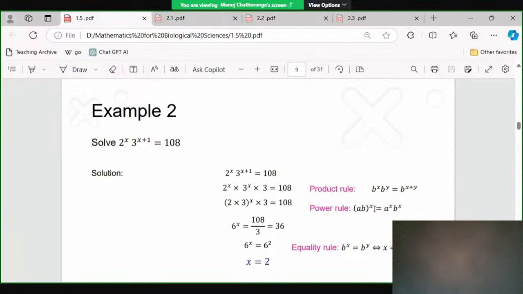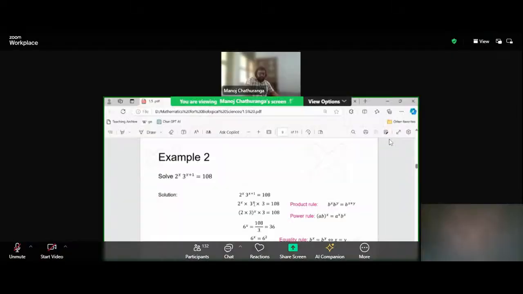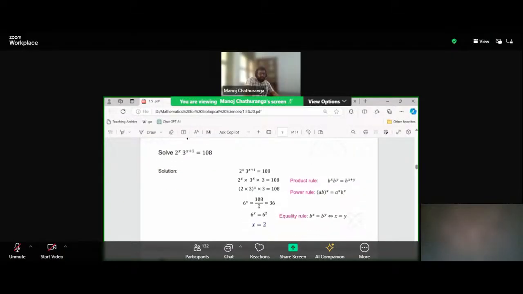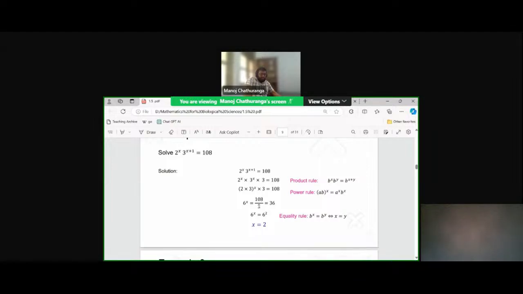36 is 6 to the power 2. So 6 to the power x equals 6 to the power 2. The only solution is x equals 2. The equation is very simple if you're familiar with these rules with exponential functions.